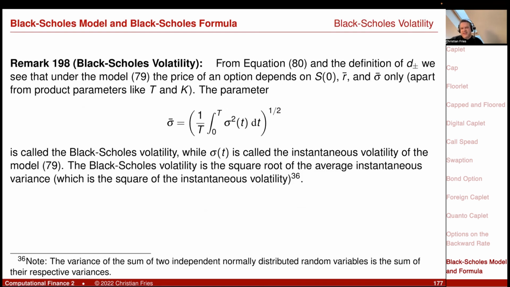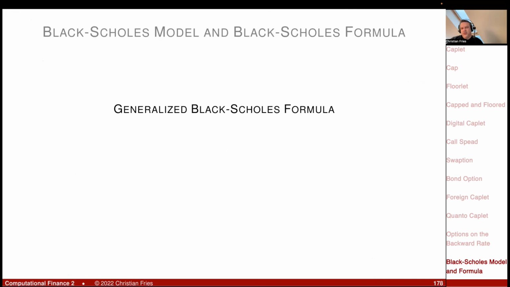I will start with this again to show you, on just 2 small slides, a much nicer generalized Black-Scholes formula, but let's do that next time. Thanks, that was it for today.